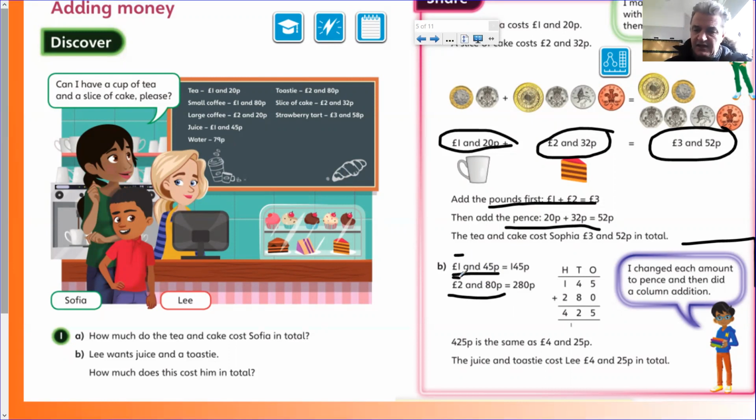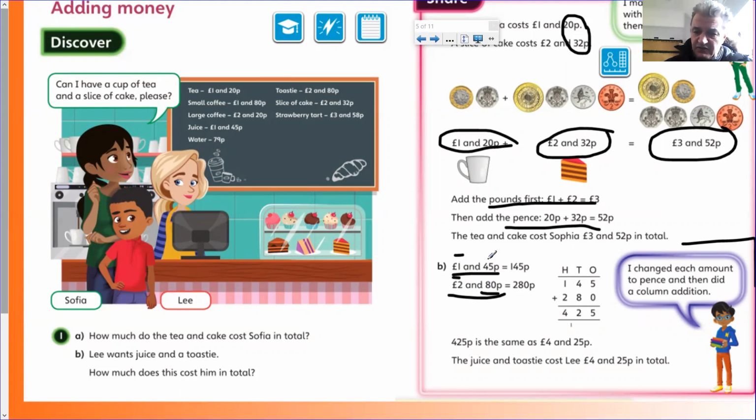But what they've done here, and you could probably do this in your head: 2 add 1 is 3, 80 add 45, 80 add 20 would be £1. So then I'd have £3 plus another pound, I'd have £4 plus I've had 25p left over. But probably a really good way, as soon as we get into amounts over £1, if we remember here, my pence were under £1. So here, 80 and 45 is over £1.